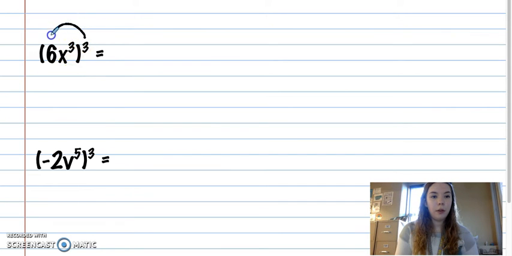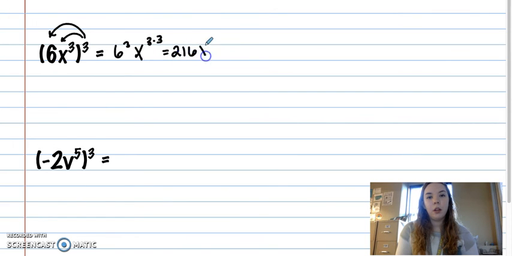Okay, so here we go again. You have 6 cubed, and you have x cubed cubed again. So that's where you would multiply 3 and 3 together. 6 cubed, or 6 times 6 times 6 is 216. And then 3 times 3 is 9.